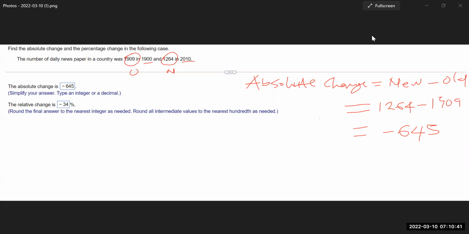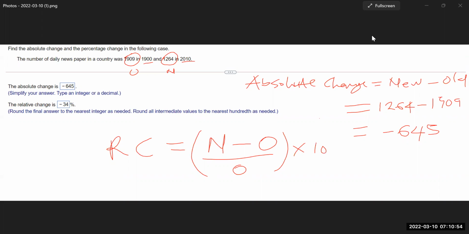Good. Now to find the relative change, let me do RC for relative change. It is the new minus the old value, divided by the old value, and this is a percentage change. So when you're done, you multiply by 100. You already found the new minus the old, which was negative 645. Now, the old value was 1,909.